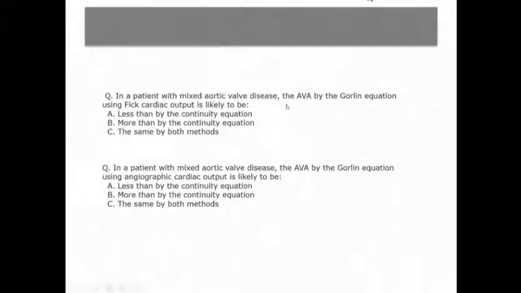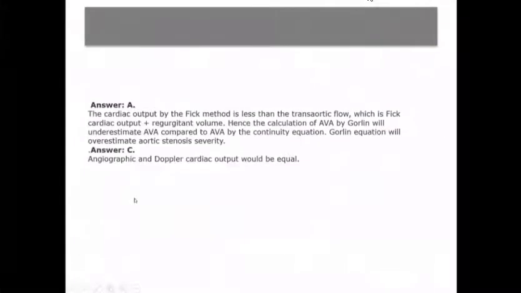In a patient with mixed aortic valve disease, is the aortic valve area by the Gorlin equation using peak output likely to be less, more, or the same? Similarly, is the mixed valve area by Gorlin using angiographic cardiac output less, more, or the same? The answer is that whenever a mixed valve is there, if you measure by the peak method, the Gorlin calculation of the AVA will underestimate the aortic valve area compared to the continuity equation.